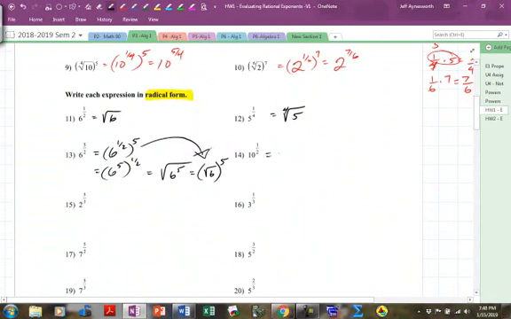Okay, number 14 is just the square root of 10. And then this one here is, let me see, 2 to the 1/3 raised to the 5th. That's the cube root of 2 raised to the 5th power, just like number 13. Number 16 is just the cube root of 3. So you got to put a 3 in there.